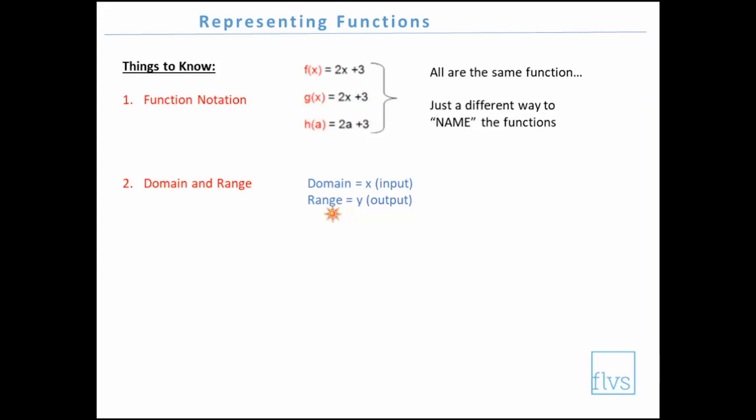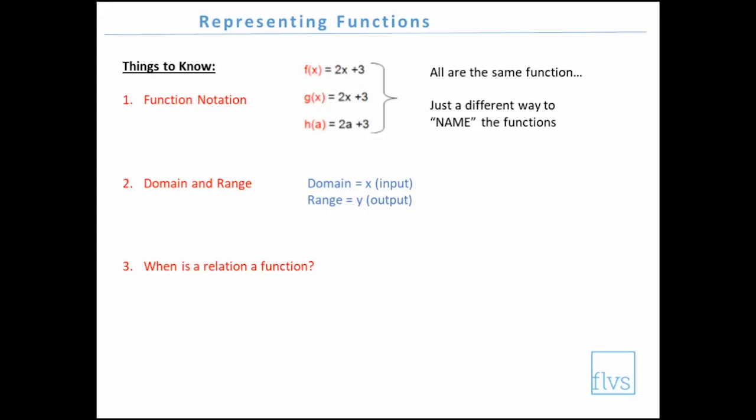And then range, similarly, is all about the y's, or what the function ends up equaling. It's your output. So you input a value, that's your domain, and then what does the range, what does the y end up equaling? So if x is 5 and y is 2, well, that's our input and output.